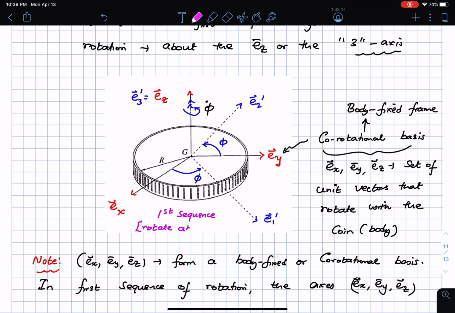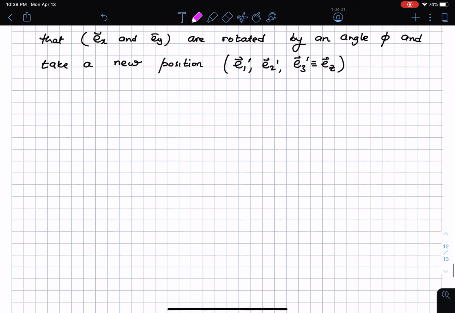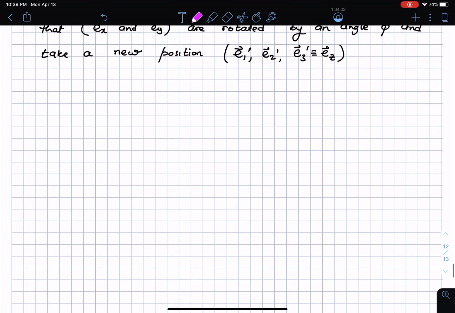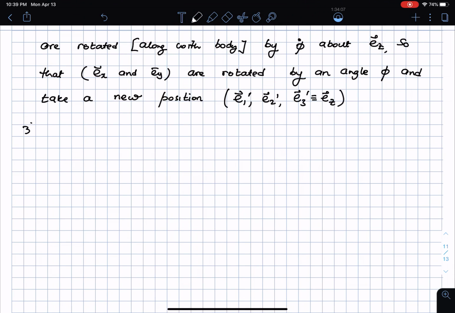Rotate about the 3 axis. The 3 axis is the same as the Z axis as we have specified. Then we come to the second rotation. Then this is point number 3. We perform the second rotation in the sequence.